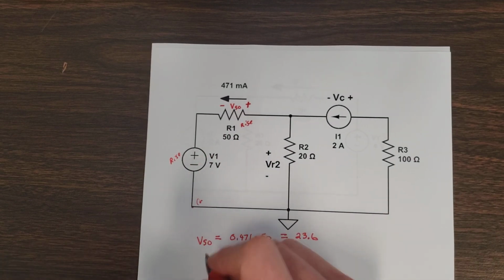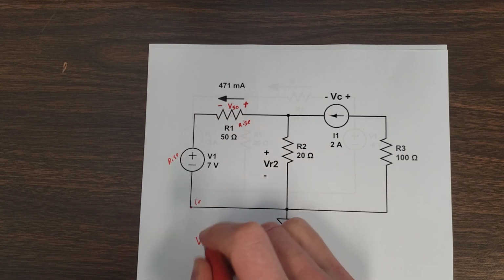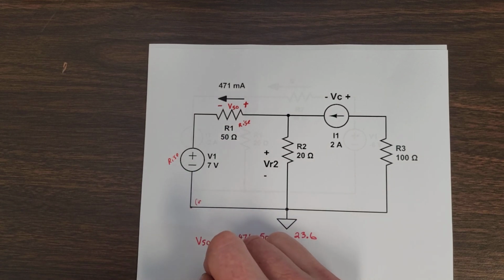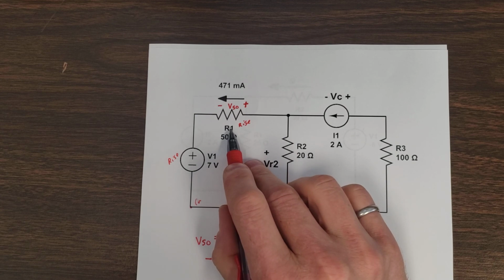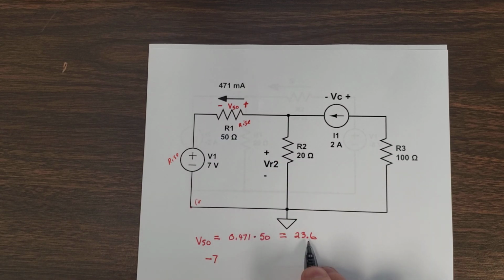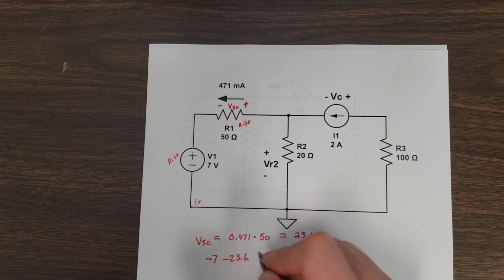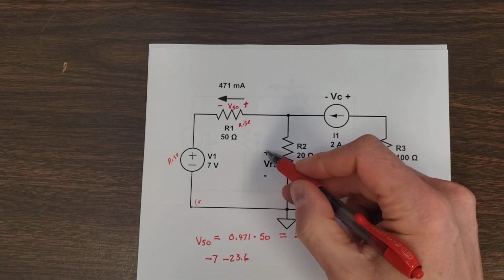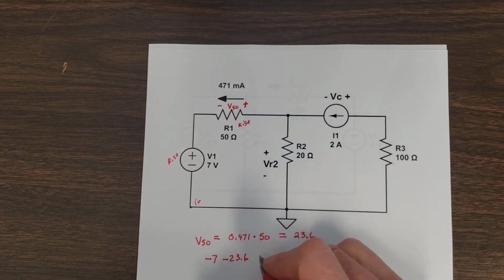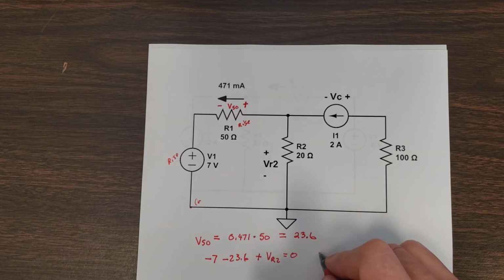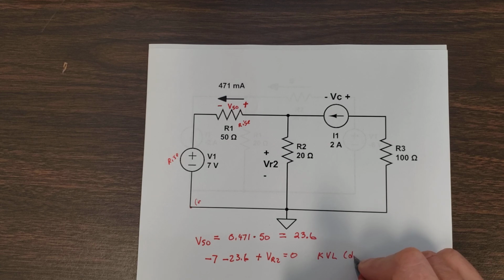So the formula would be, since this is a rise, we're going to get minus 7. And since this is a rise as well, we saw that the voltage V50 was 23.6, so we get minus 23.6. And then finally, we hit the plus sign, so it's a drop. We can say plus VR2 is equal to 0. This is KVL. And that's KVL for drops.